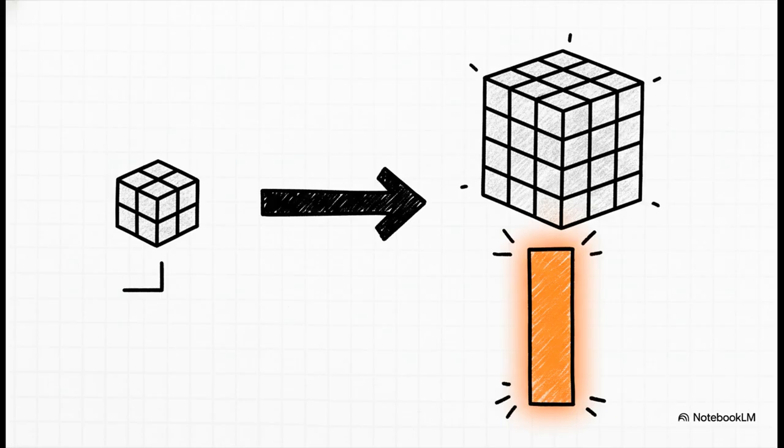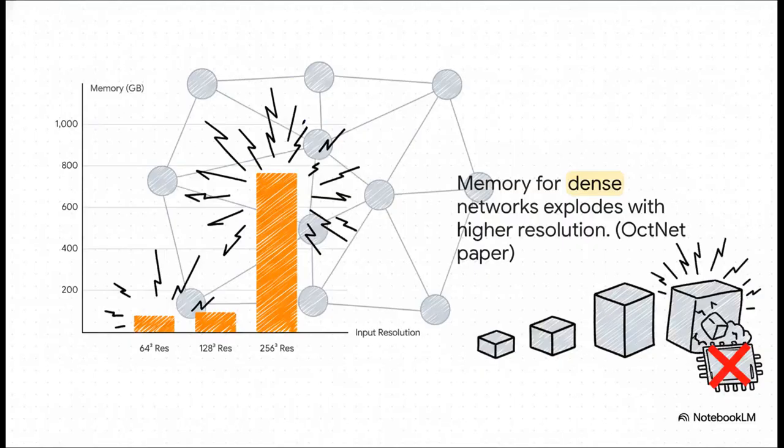capture any real detail. And this chart, which is based on the original OctNet paper, shows you exactly why this is such a showstopper. For standard, what they call a dense network, the memory usage just goes through the roof. A 64-cubed resolution model, okay, that's about 12 gigs of memory. Push it to 128 cubed, and you're at 96 gigs. And 256 cubed, you're talking about a staggering 768 gigabytes of memory. Your typical high-end GPU, yeah, no way. It can't even touch that.